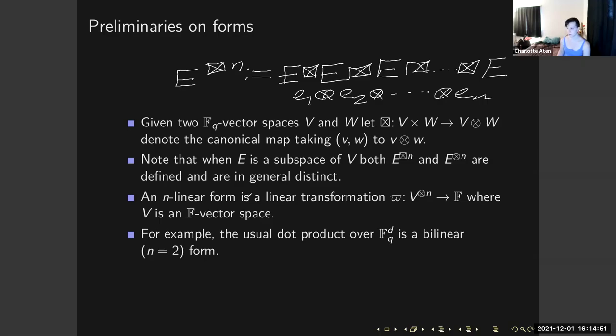And so then an n-linear form is a linear transformation from the n-fold tensor power of V, some vector space V with itself, to the underlying field F when V is an F vector space. And again, in our case, that field F will always be a finite field of odd prime power order. But in general, we could define this over any field. And so for example, the usual dot product over F_q^d, so in this case our V would just be F_q^d, is a bilinear form. It's the case n equals 2, because we can view that dot product as a map from the tensor square of F_q^d, so in other words from F_q^d tensor F_q^d, to the underlying field F_q.